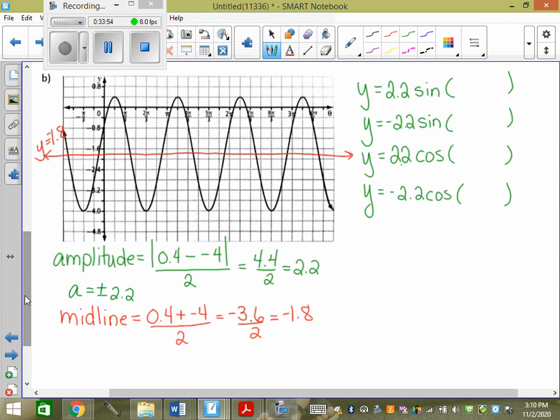Yeah. So this one isn't as easy to count. That's why they give you the formulas as well, because sometimes the formulas are easier. Max plus min divided by 2. Absolute value of max minus min divided by 2. Right? So I have negative 1.8 in the back.